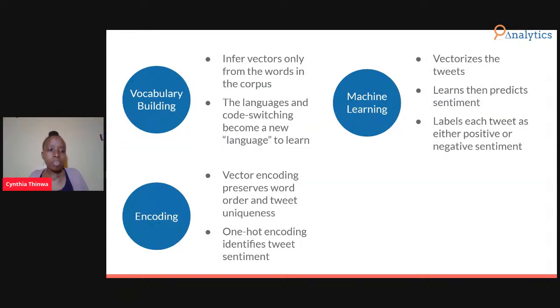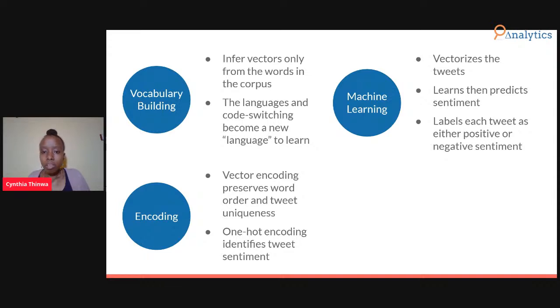So when we look at the purposes of each of these strategies, the reason why we are looking at vocabulary building is we want to create vectors only from the vocabulary in the corpus. And also a key reason for using vocabulary building is when we are vectorizing the data, these languages and the code switching, instead of trying to clean out the code switching or separate it, it becomes a new language for the machine to learn. And then when it comes to encoding, there's a purpose for the two forms of encoding. So vector encoding allows us to preserve the word order and tweet uniqueness. And one-hot encoding will help us identify tweet sentiment.